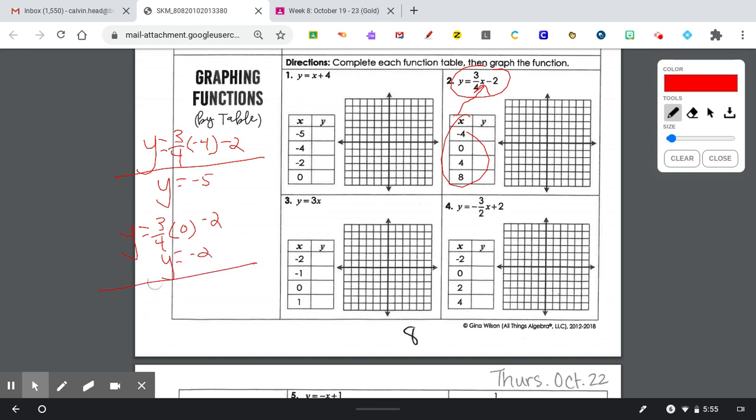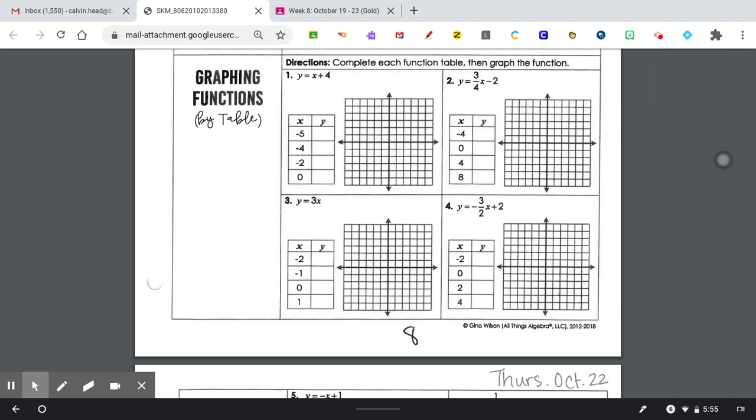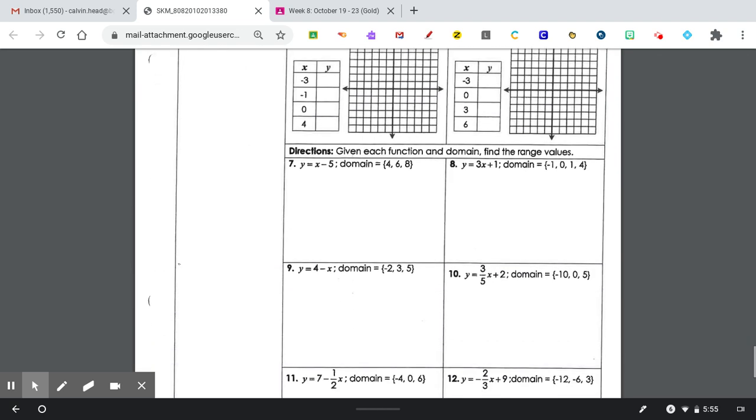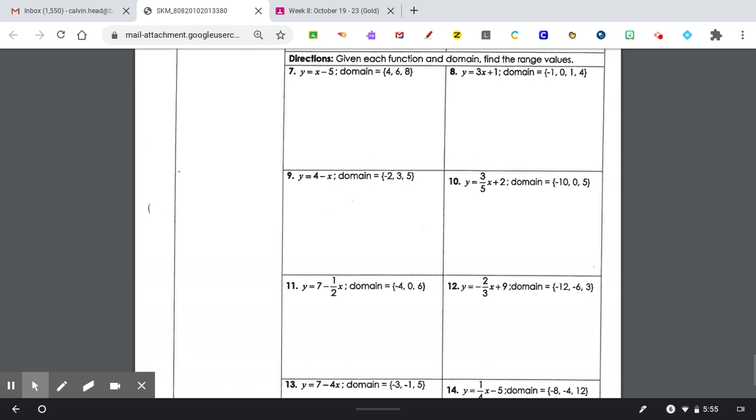All right. And I do the same thing. So I have -5 here and -2 here, and so on and so forth. So just utilize your calculator to help you with that. Okay. All right. If we go to the next page, okay, and let's go down here to number 7.